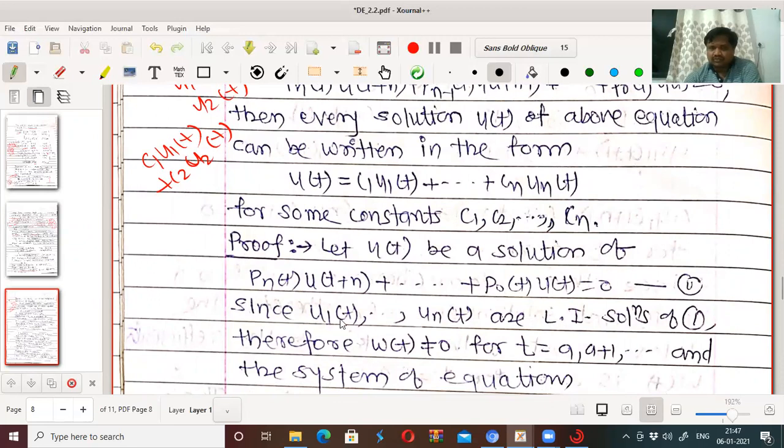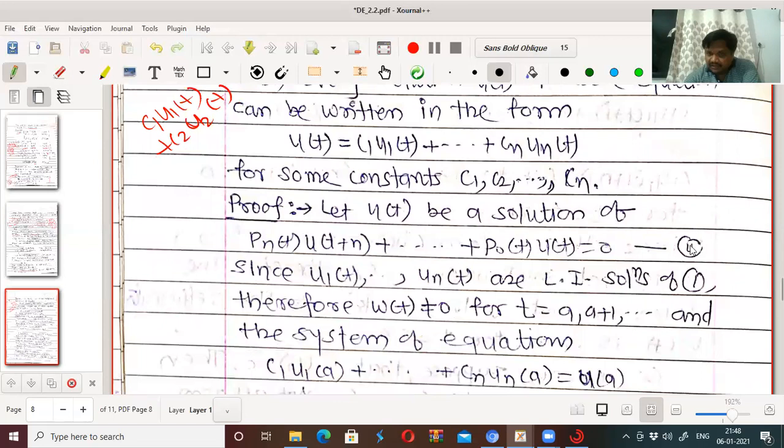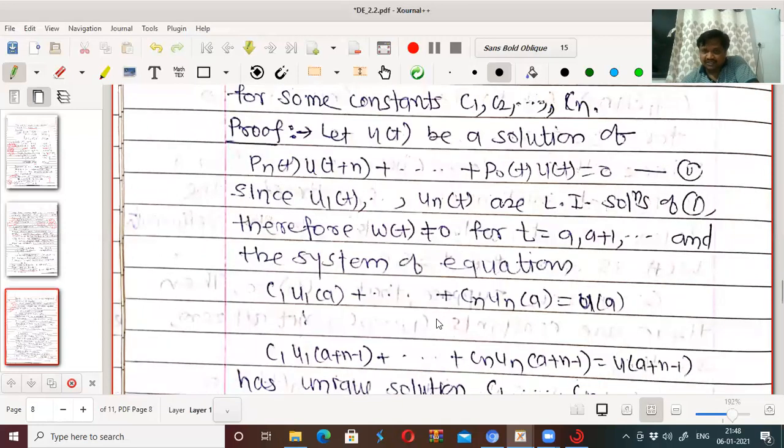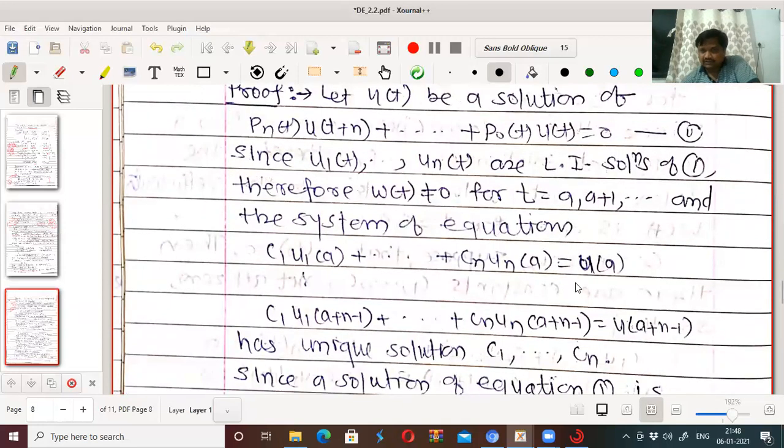Let u be a solution of p_n(t) u(t+n) + up to p_0(t) u(t) = 0, equation one. Since u1(t) up to un(t) are linearly independent solutions of one, therefore the Casoratian should not be equal to 0 for all values of t, that is for t equal to a, a plus 1, and so on. So if the Casoratian is not equal to 0, that means the determinant of coefficients of this non-homogeneous system has a unique solution. The Casoratian is not 0.